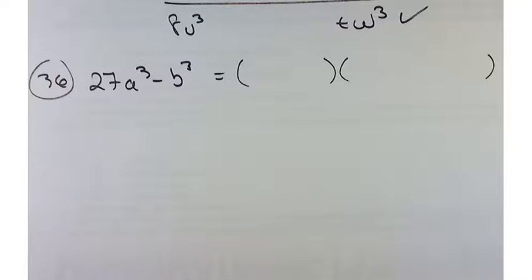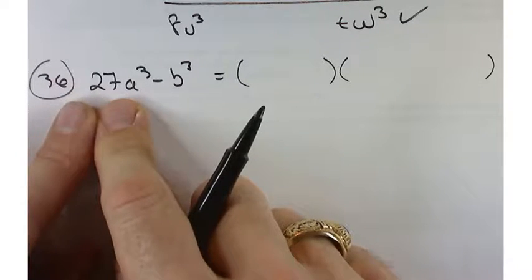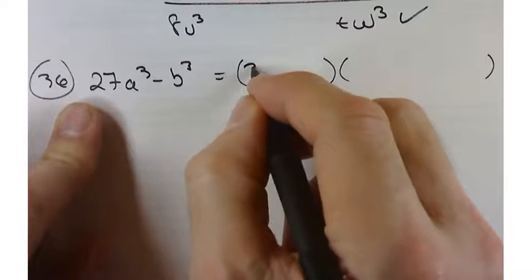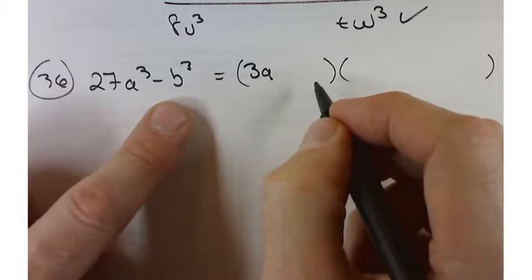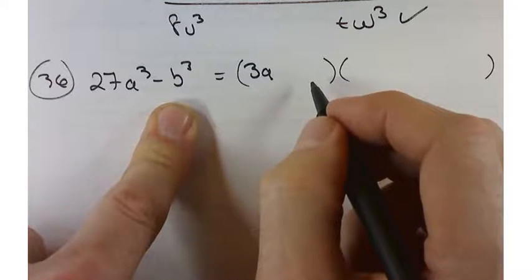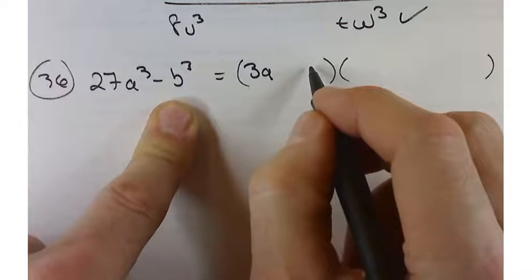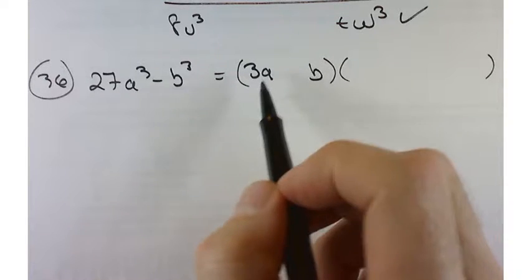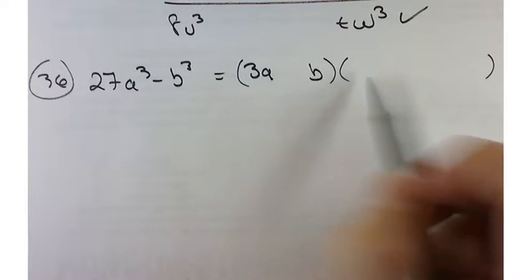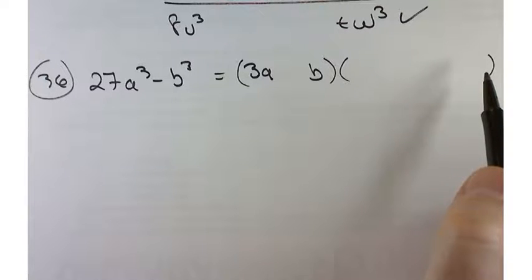Elizabeth, what do I cube to get the first term? 3 what? 3a. How about the second term? What do I cube to get that? b. So start out by figuring what do you cube to get each of those first two terms. And then use these two terms to come up with these three terms.